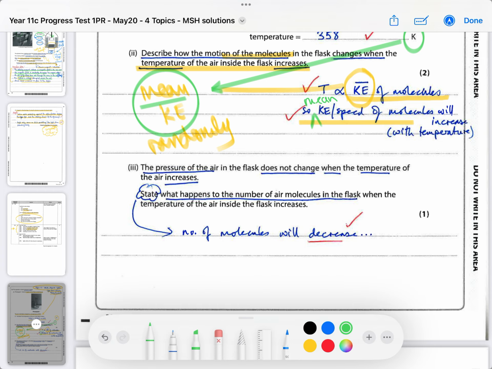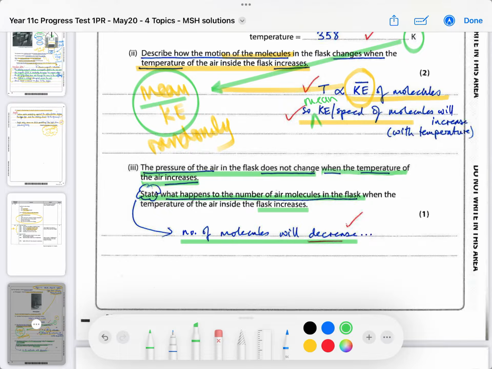The mean kinetic energy of the particles will increase. Okay? Now going back to the pressure in the air of the flask, it does not change because it's open. It's an open flask, so when the temperature of the air increases, the molecules are moving faster, and you've got to work out what happens to the number of molecules in the flask when the temperature increases. Well, if the temperature increases, more of them will move faster, so the number of molecules inside the flask will decrease because a lot of them will just escape.